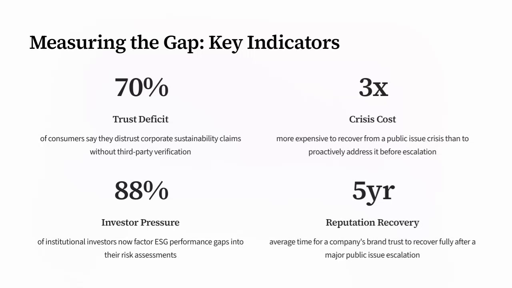This slide highlights the measurable consequences of credibility gaps. 70% of consumers distrust corporate sustainability claims without third-party verification, making independent validation essential. When concerns escalate into a public issue, recovery can cost 3 times more than addressing the problem proactively. Investor scrutiny is also increasing, with 88% of institutional investors factoring ESG performance gaps into their risk assessments. And the reputational impact can last. After a major public escalation, companies may need an average of 5 years to fully rebuild brand trust.